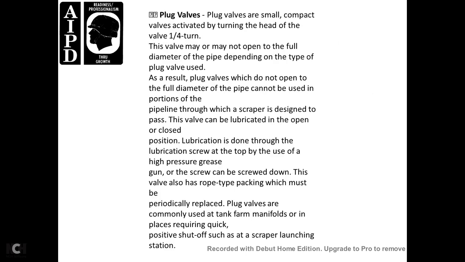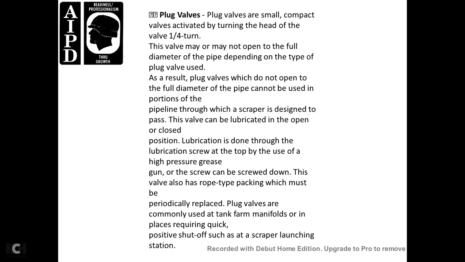Plug valves. Plug valves are small, compact valves activated by turning the head of the valve 1/4 turn. The valve may or may not open with the full diameter of the pipe, depending on the type of the plug valve. As a result, the plug valves which do not open to the full diameter of the pipe cannot be used in the portion of the pipeline through which the scraper is designed to pass. The valve can be lubricated and opened and closed at the position.